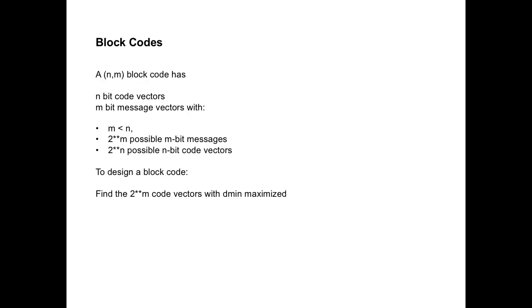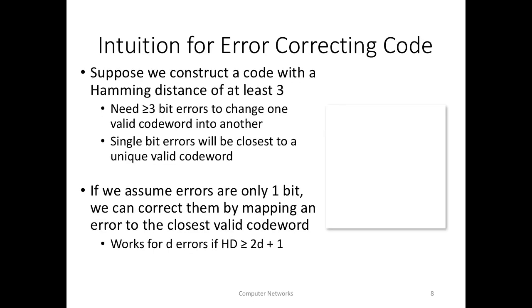So the (N, M) codes typically have M less than N, and you can't have it the other way because you've got to have some kind of check bits. So that means that there are 2 to the M possible message bits, but there's 2 to the N possible code bits. And so for a block code, you want to find 2 to the M code vectors with a maximized Hamming distance.